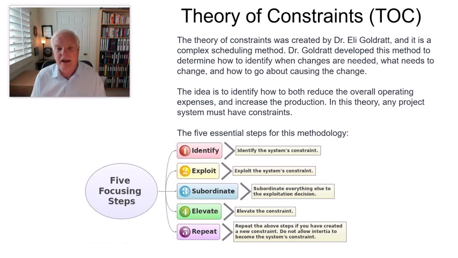Now, Dr. Goldratt had a book he wrote on TOC, the theory of constraints. Very good. We're going to walk through that in other lectures. We're going to talk about that in some of our threaded discussions. But the 5 essential steps from the theory of constraints, Goldratt's formula, are: identify the system's constraints, number 1. Exploit the system's constraints. Subordinate everything else to the exploitation decision. Elevate the constraints, and then repeat the above steps.